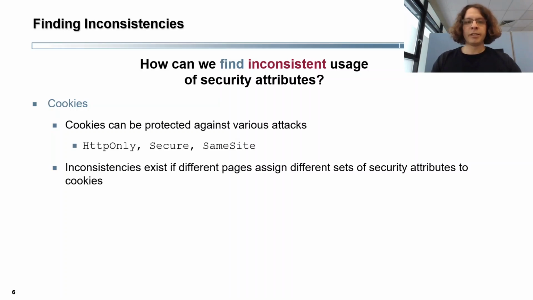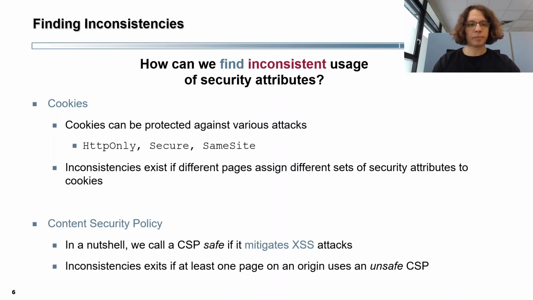So what could be a problem with cookies? Cookies are protected against various attacks by three different security flags. Using our framework, and for brevity now, we say that cookies are protected inconsistently if different pages assign different sets of security attributes to one cookie. Just remember the last example that I gave you. We visit three different pages and each page uses different security flags or security attributes for the same cookie. In this case, we consider it to be protected inconsistently.